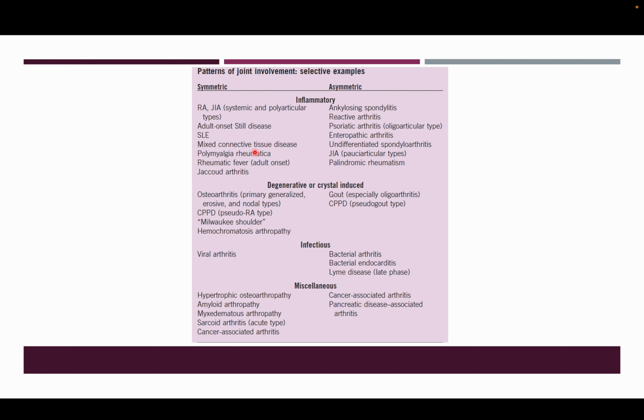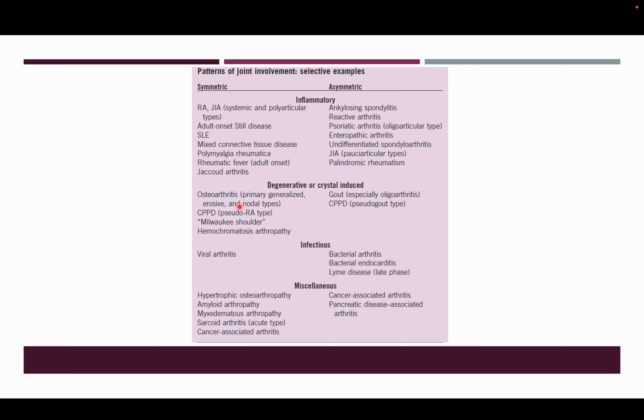Palindromic rheumatism can be asymmetric, where rheumatoid arthritis can intermittently present with joint flares. That can also be asymmetric. So all spondyloarthritis are generally asymmetric: psoriatic, enteropathic, and ankylosing spondylitis. All these things are arthritis. If they are not fitting anything, you call it undifferentiated inflammatory arthritis also.